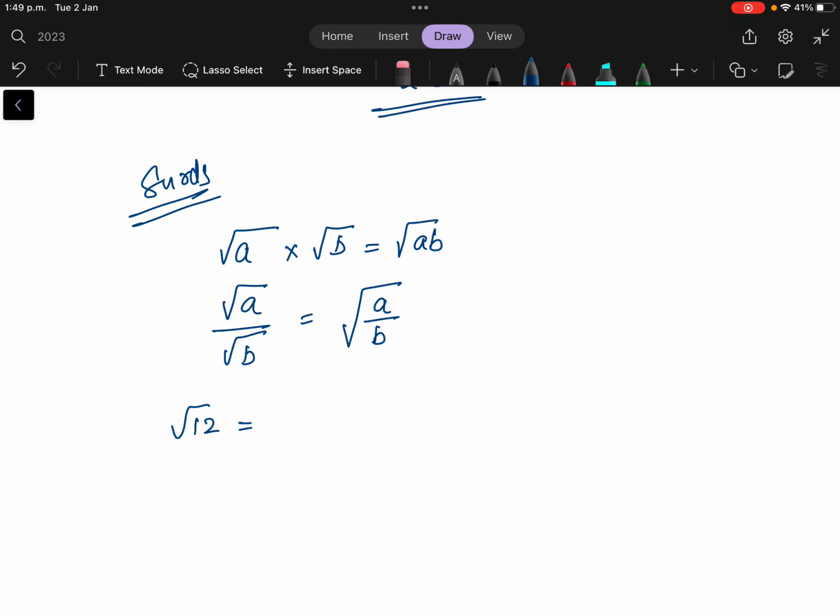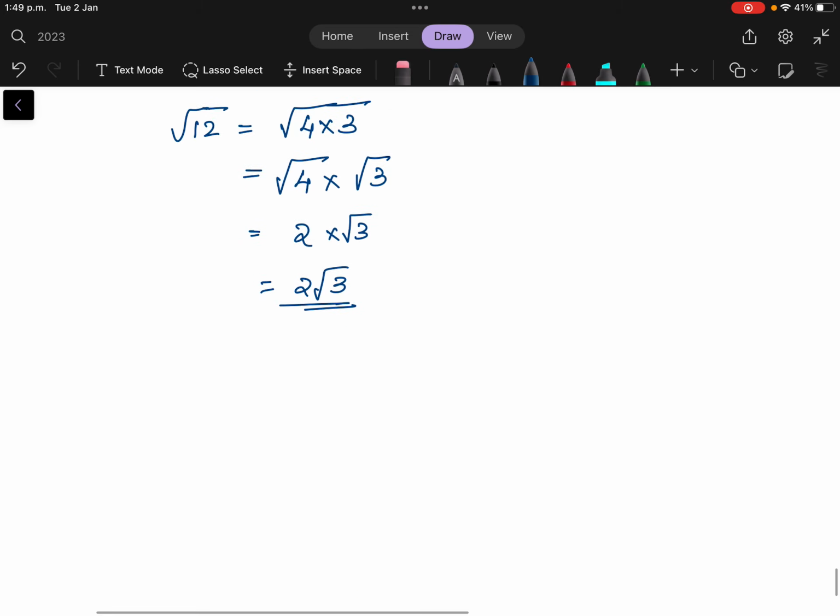For example, if you have √12, 12 can be written as 4 times 3, and then this can be simplified as √4 times √3, and √4 is 2, so it is 2√3. This kind of simplification is important when you're working with algebraic fractions, because sometimes we have to simplify and then add them together and all these things. So whenever you get a large-number surd, you have to simplify it to the smaller ones.